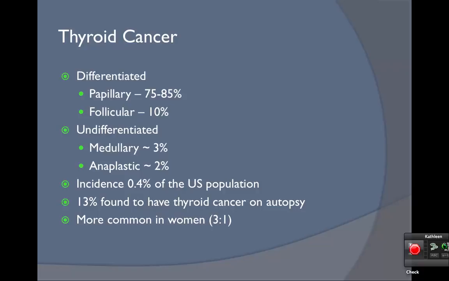13% of thyroid cancer is found on autopsy. It's most common in women, at a 3 to 1 ratio with men. And the incidence of thyroid cancer is low, at 0.4% of the US population.